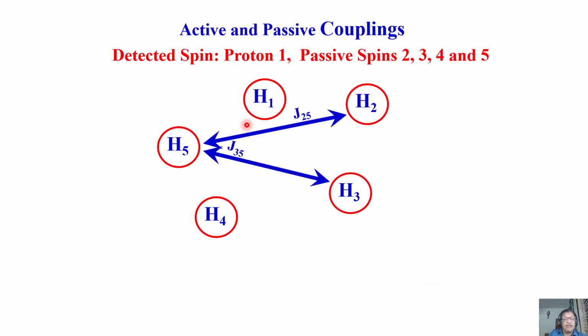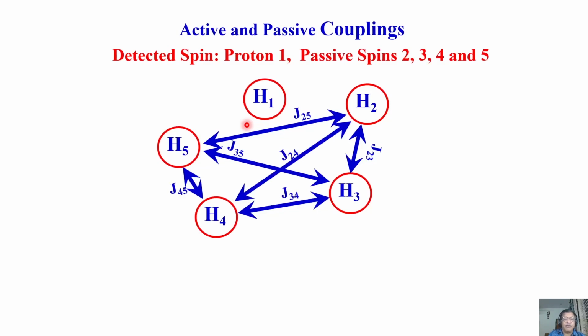What about 3,5? It has coupling strength of 3,5. What about 2,3? What about 3,4? What about 4,5? I'm sorry, 2,4. These are also there, coupling. Note that in a coupled spin system, when you observe this, you observe multiplicity because of other protons coupling. But these were not absent, they were present.